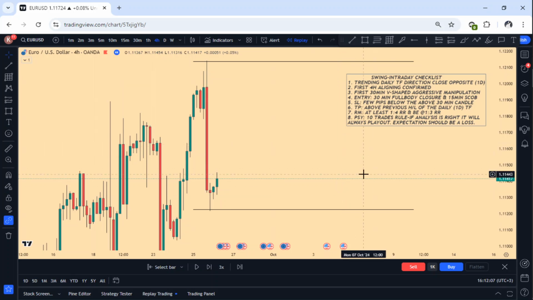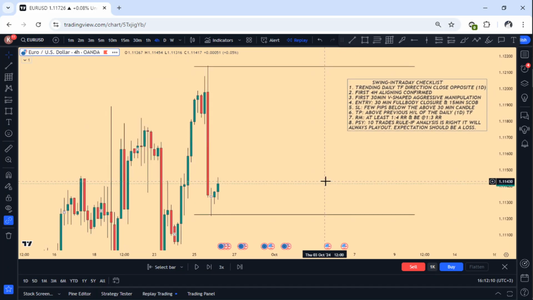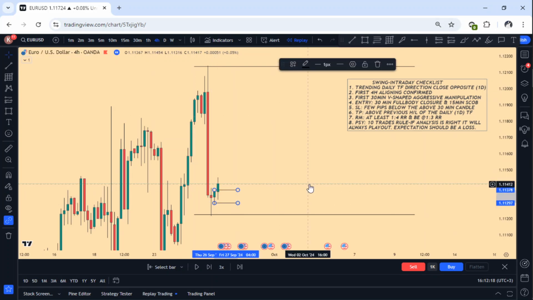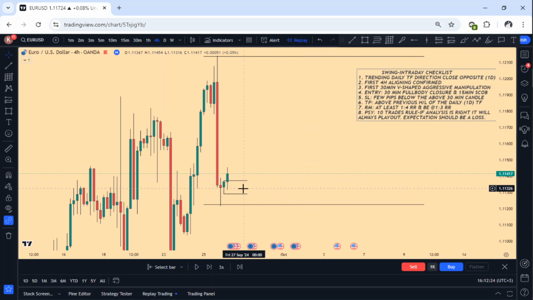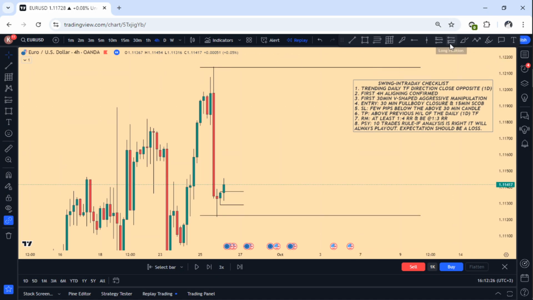Now there are alternative ways of getting entry. If this is too early for you, you could wait and confirm and take the entry when the market pulls back down here. You can even take entry on 4 hours. That is why it's called a swing. You take it at 4 hours, so you wait for the market to pull back there.